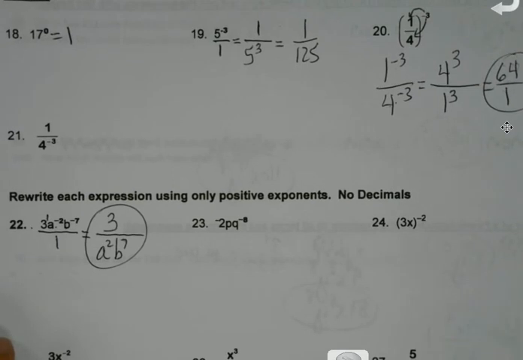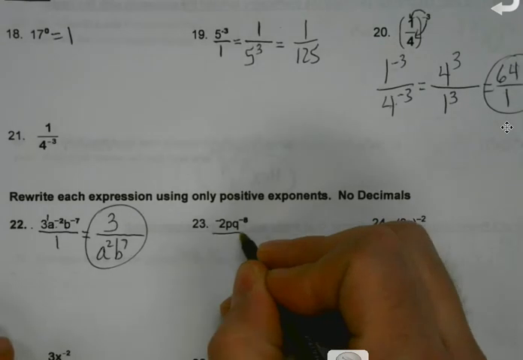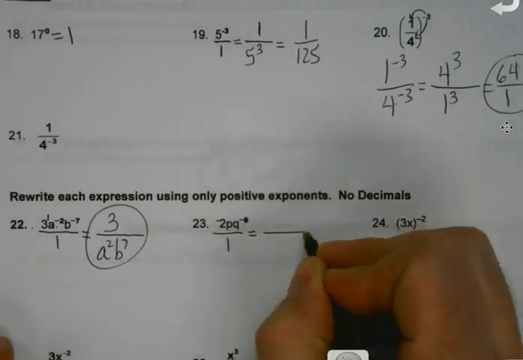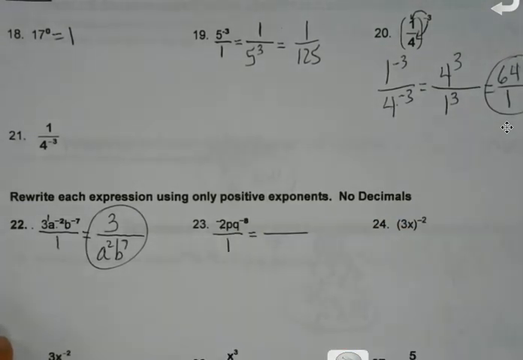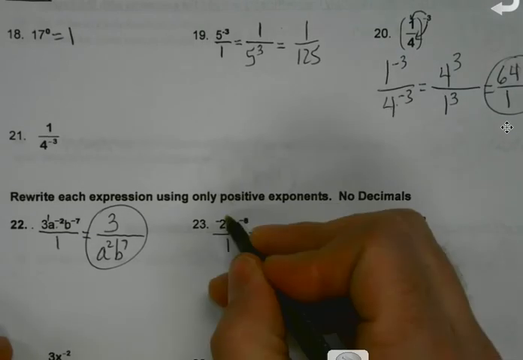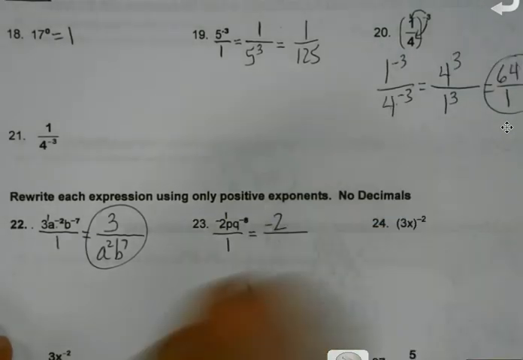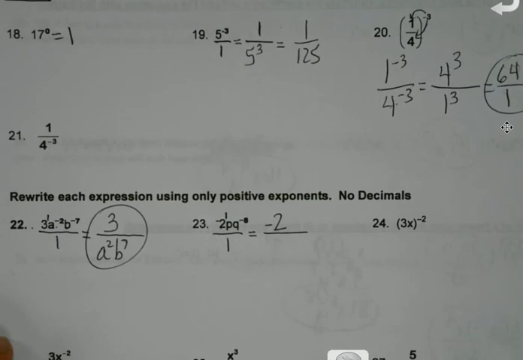So like on 23. I see a negative exponent there. We'll make this a fraction. Does negative 2 have a negative exponent? No. Just because it's a negative number doesn't mean it has a negative exponent. So that doesn't flip. What about p?